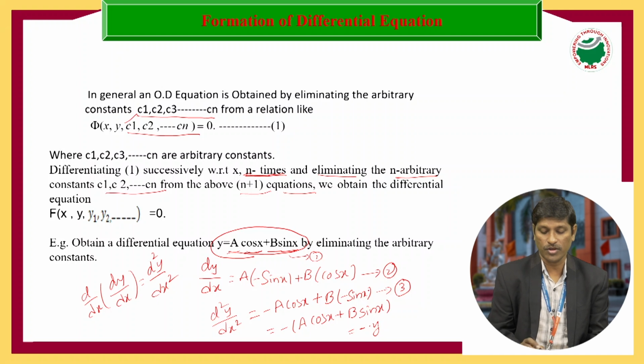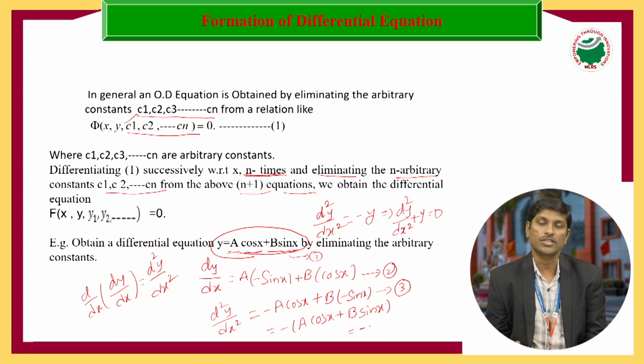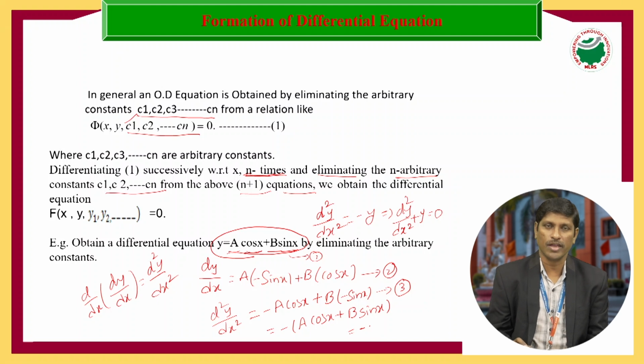No. And finally what we can say is that the differential equation is d square y by dx square equal to minus y. Take the term to the left side: there it is minus, when it comes to this side it becomes plus, so d square y by dx square plus y is equal to 0. Why? Because minus on that side, when it comes to this side becomes plus; if it is plus there, it comes to minus. So this is the differential equation of this particular equation.